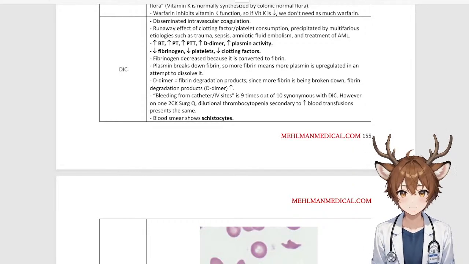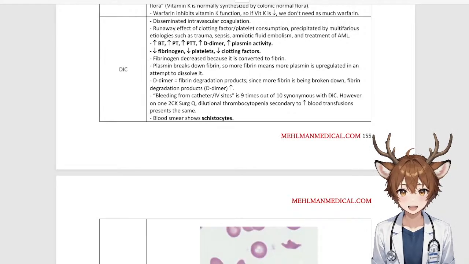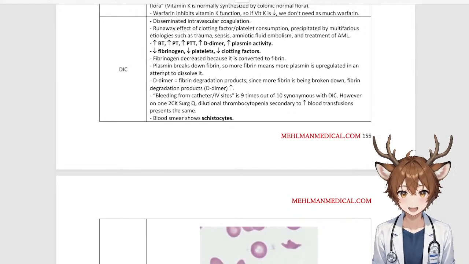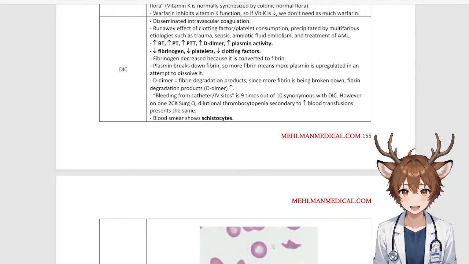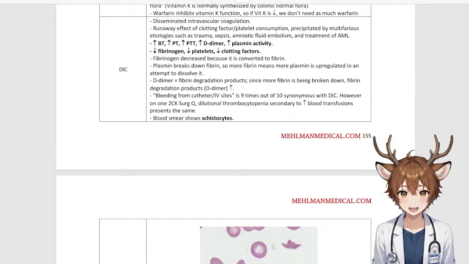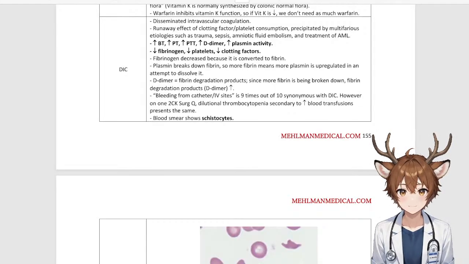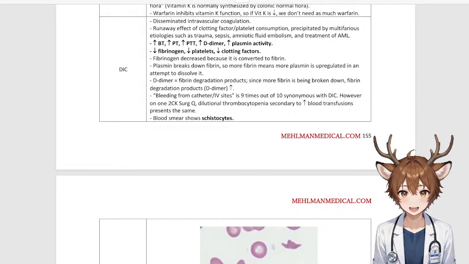Fibrinogen is decreased because it is converted to fibrin. Plasmin breaks down fibrin, so more fibrin means more plasmin is upregulated in an attempt to dissolve it. D-dimer equals fibrin degradation products. Since more fibrin is being broken down, D-dimer is going to be elevated.